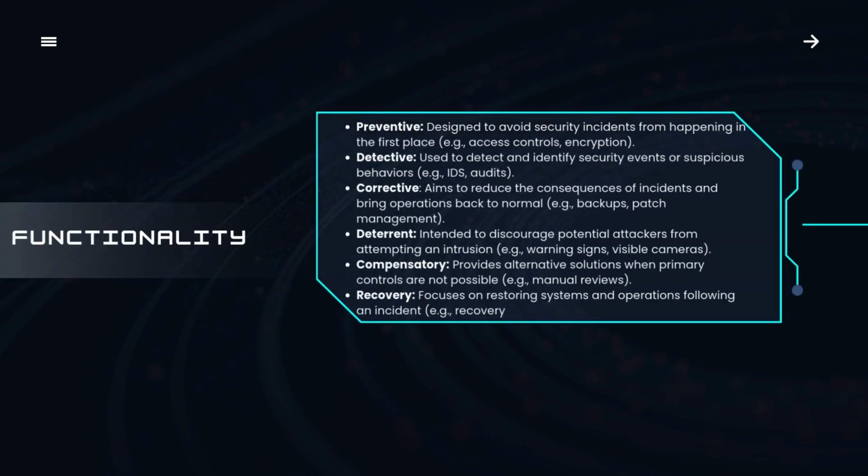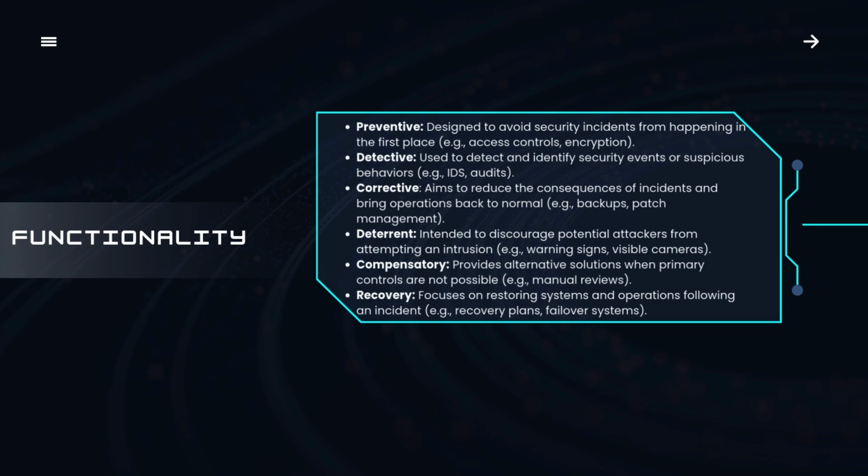Functionality: preventive, designed to avoid security incidents from happening in the first place. Detective, used to detect and identify security events or suspicious behaviors. Corrective, aims to reduce the consequences of incidents and bring operation back to normal.